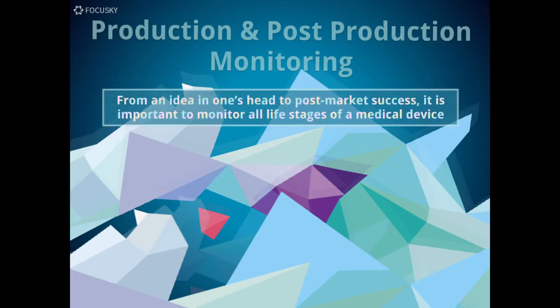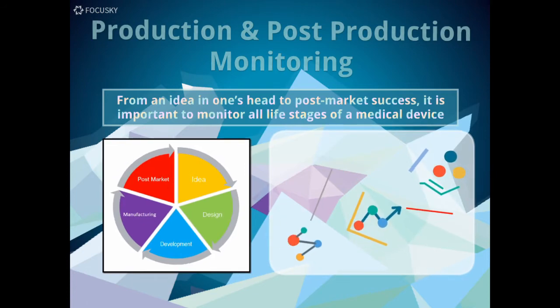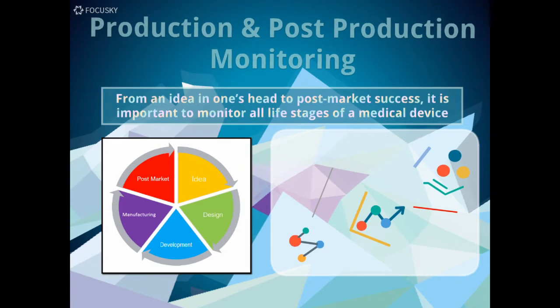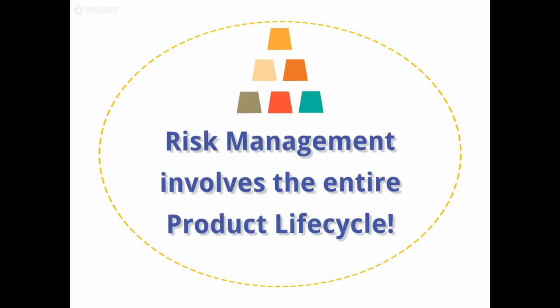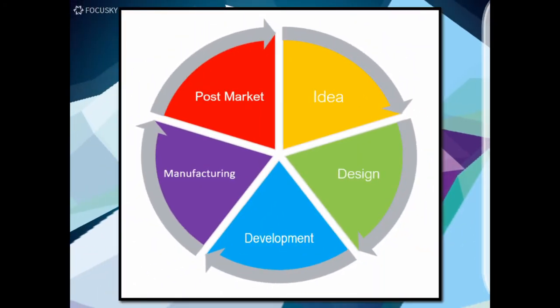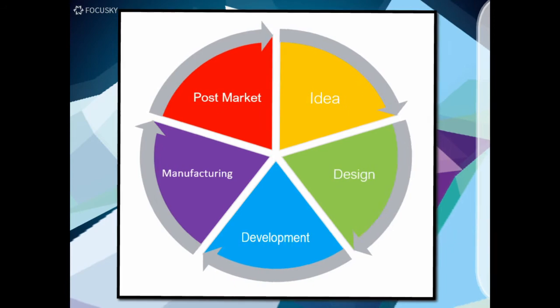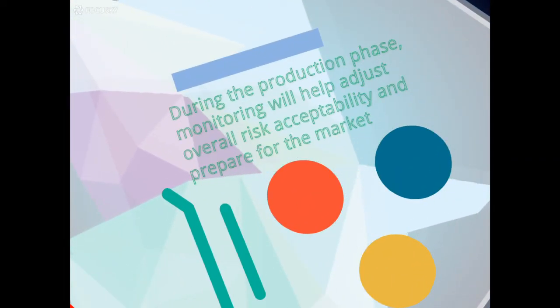Once a product is in production or on the market, we need to make sure we're continuing this evaluation. So it's important to monitor all life stages of a medical device. Risk management involves the entire product life cycle, from idea through design and development and manufacturing, to post-market, and even retirement. During the production phase, monitoring will help adjust overall risk acceptability and prepare for the market.